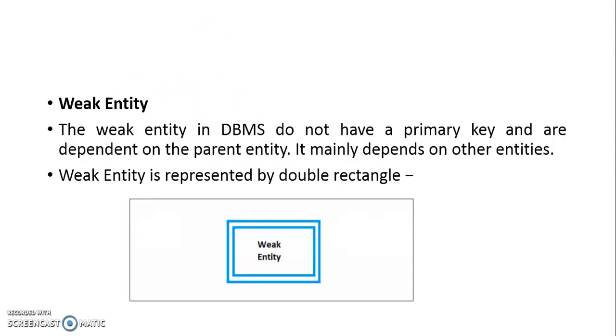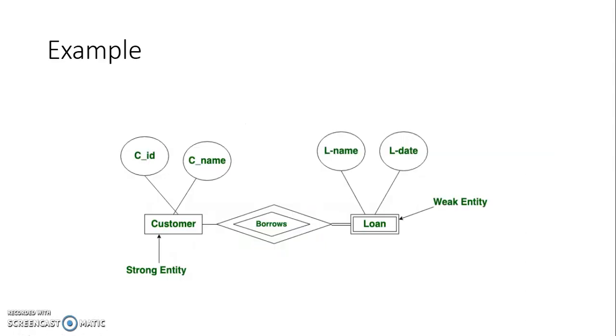Then there is a weak entity. We cannot use a weak entity as a primary key because it is dependent upon another entity. Yes, we can say it is a child entity. Here, a weak entity is represented by a double rectangle. Strong entity by single rectangle and weak entity by double rectangle.